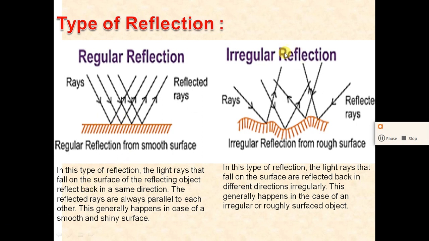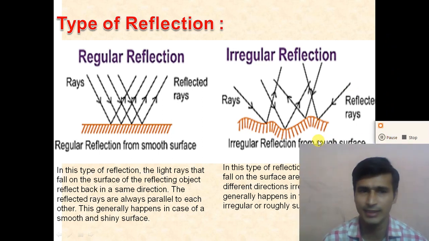And what do we mean by irregular reflection? When the rays of light fall on a rough surface, the light rays are reflected back in different directions irregularly. This type of reflection is known as irregular reflection, right? Reflection from a rough surface, and reflection from all other objects, is irregular reflection.